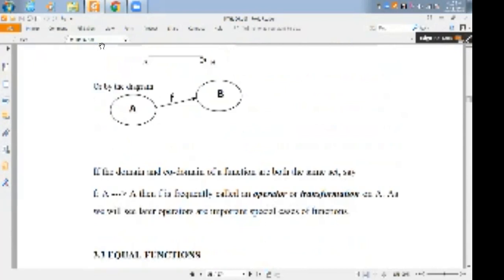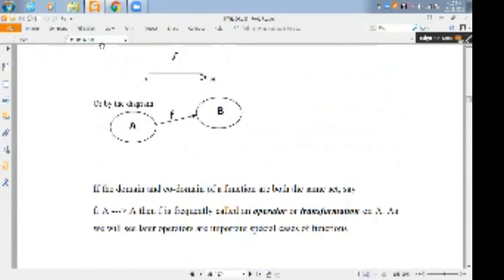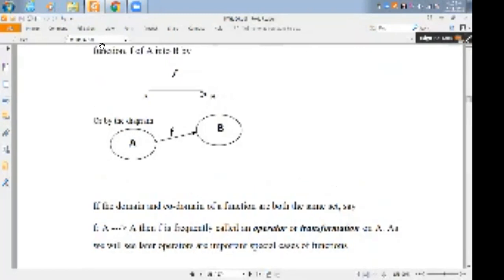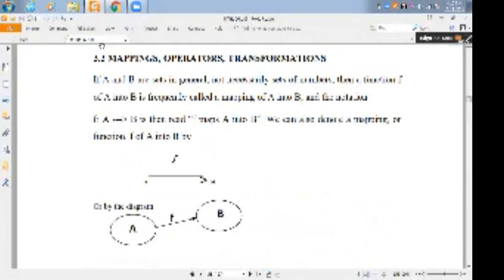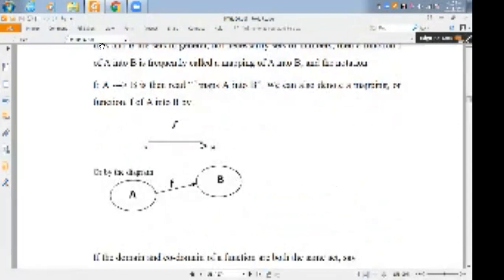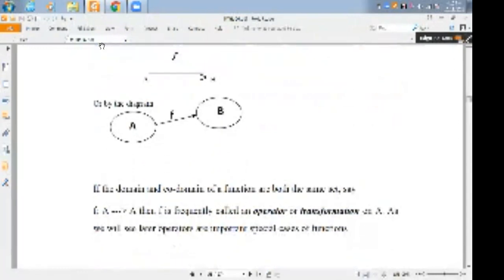You can see if the domain and the codomain of a function are both the same set, we say f of A tends to f of B. Then f is frequently called an operation or transformation. So when you map an element from one set to another, that is actually called a transformation or operation. Whether what you are doing is mapping or function depends on the elements being considered, but the operation being carried out is what we call transformation.